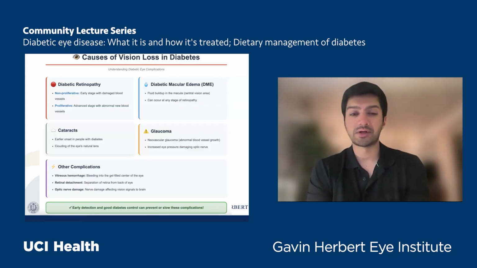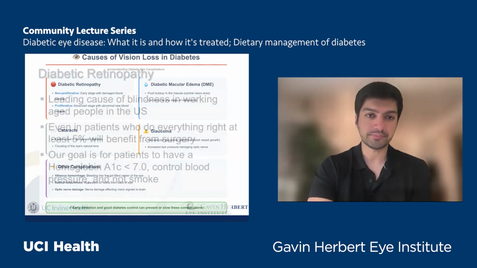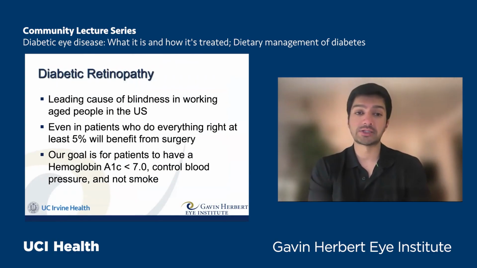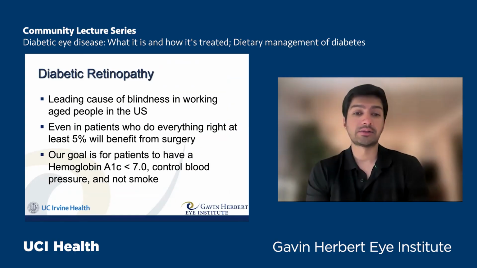Glaucoma, also another very common eye condition, but can happen in diabetes, especially when the new blood vessels inside the eye start to clog up the drainage channels of the eye. And then all sorts of other complications, which are sort of related to the ones that we just spoke about. And so diabetic retinopathy is the leading cause of blindness in working age people in the US. Even in patients who do everything right, they may benefit from some type of surgery.